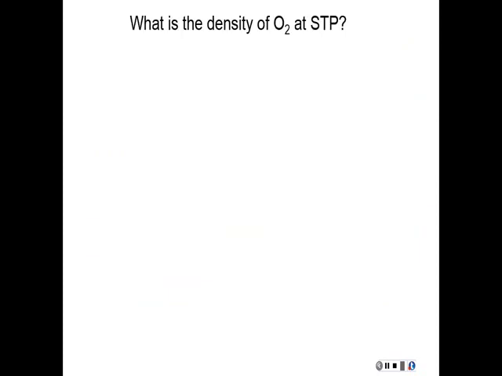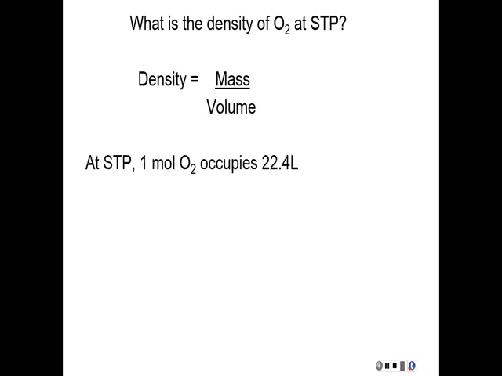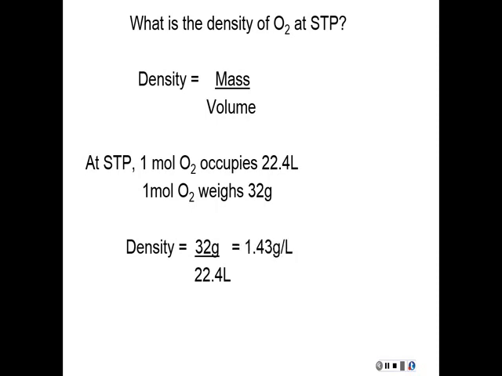We could find out what's the density of oxygen gas at STP. All we need to do is know its molar mass and its molar volume. So for the molar mass of O2, we would have 32 grams, and the molar volume is 22.4 liters. And so we can use these two in our density formula. And so we find then that the density of oxygen gas is 1.43 grams per liter at STP.